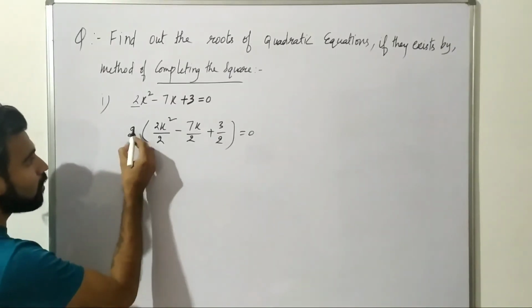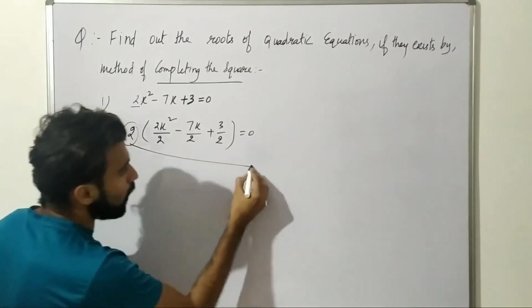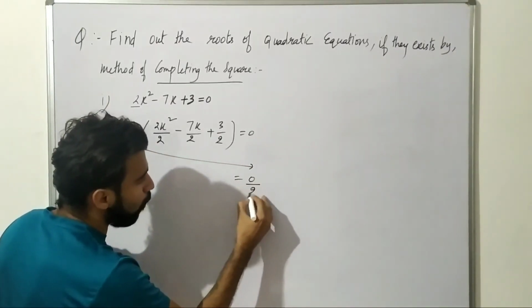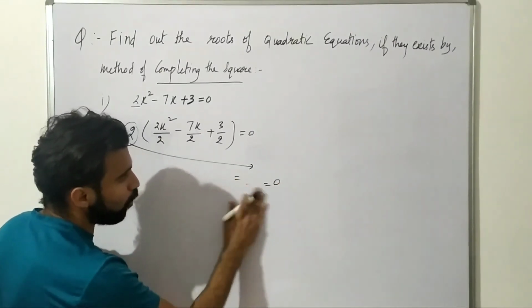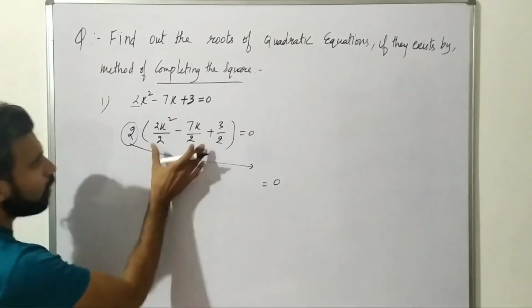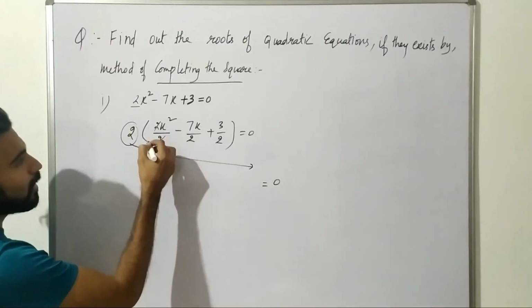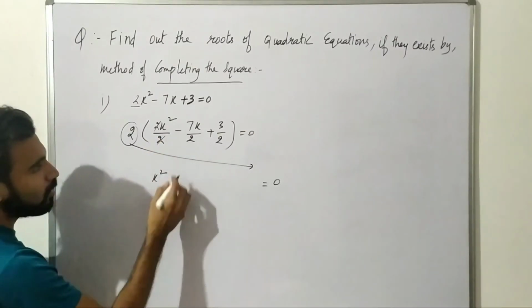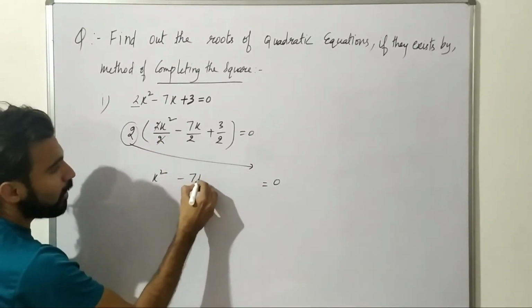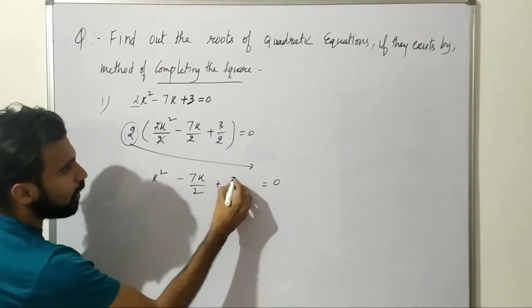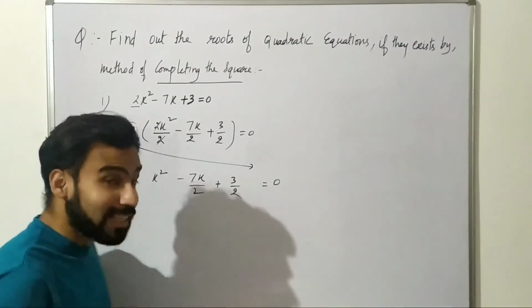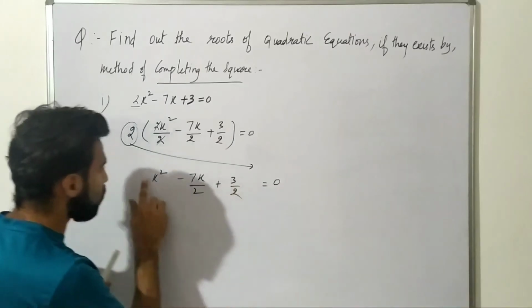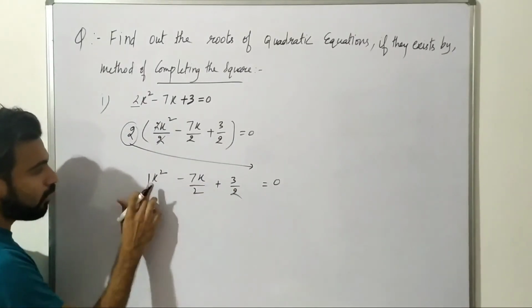Now the next step is to transfer this number over to the right hand side, and that will be 0 upon 2, that is simply 0, so no need to write that. Now further, you have to simply solve this. You can see they will cancel out and the remaining will be x square, further minus 7x by 2 and 3 by 2. Now you can see I have made the coefficient of x square 1. That was our motto.